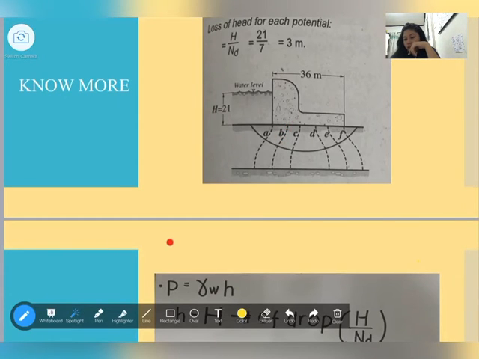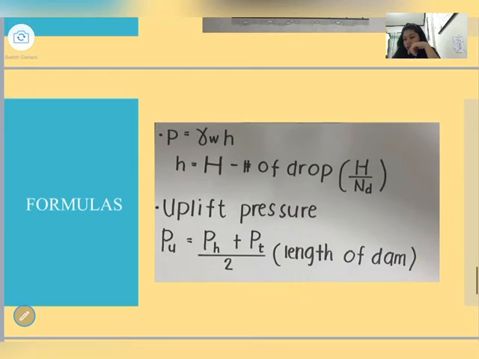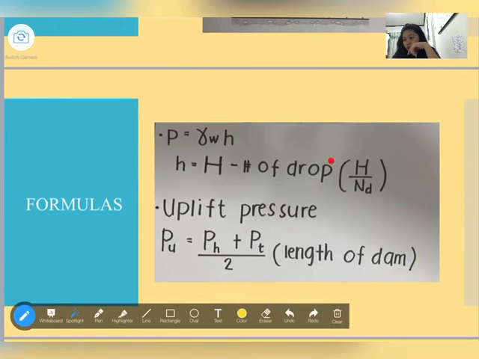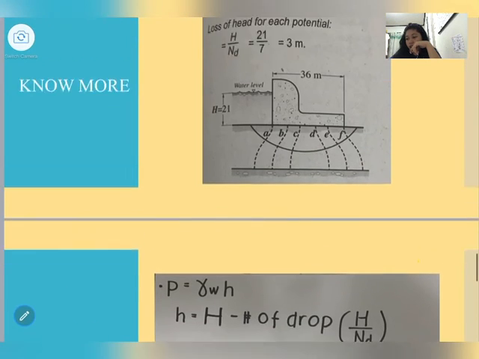Then after that, H over N_D. In every point you can see here, they differ in H.